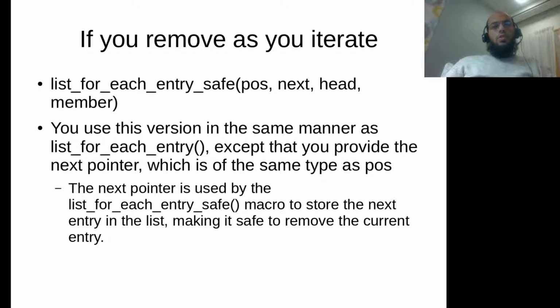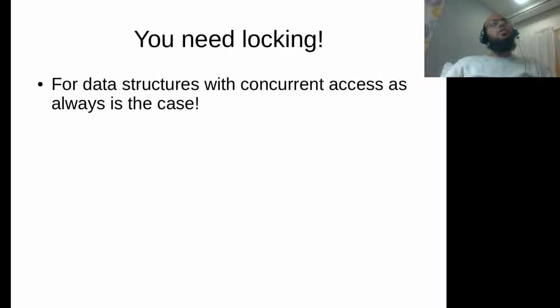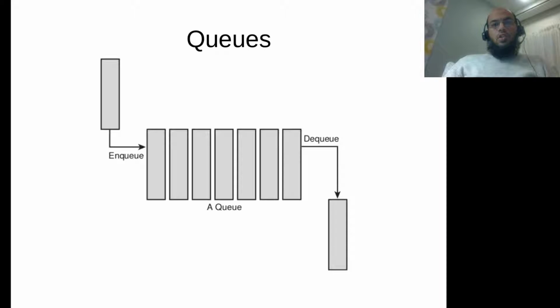So if you are going to have any concurrent data accesses on your buffer or on any of these data types that we are going to talk about today, you need to basically lock your data. And that goes without saying, but I'm just reminding you. So let's switch to queues.